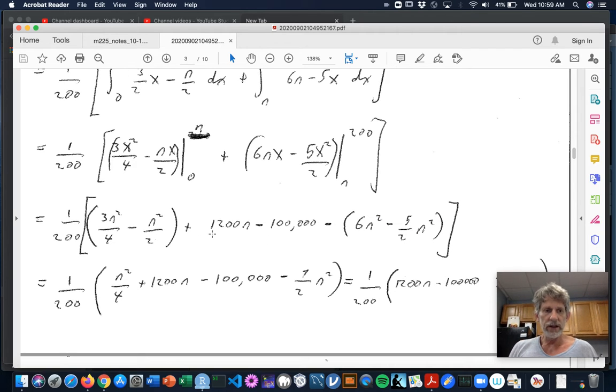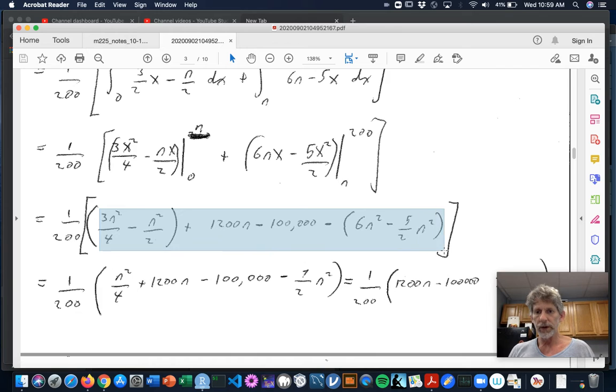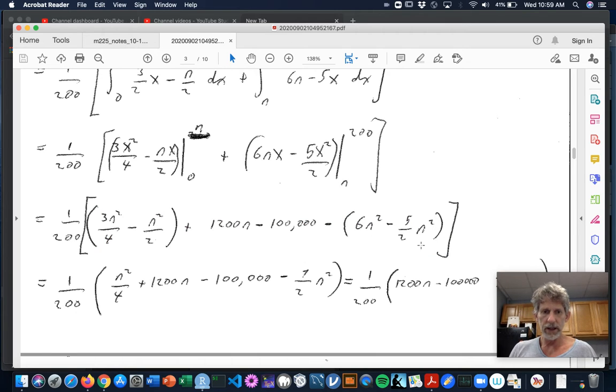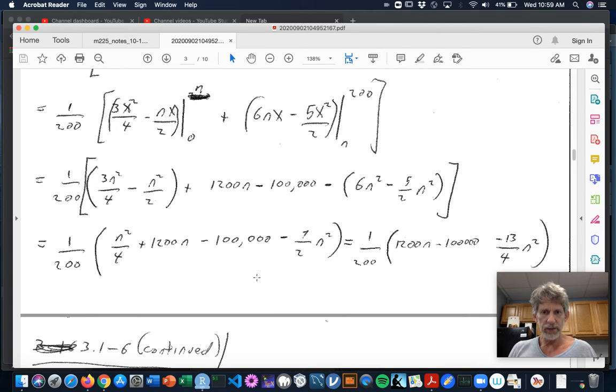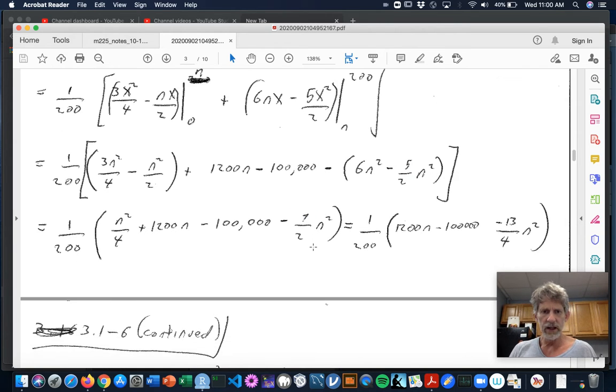Okay, good idea to simplify before you go any further. So I simplify the best I can. I just gather some like terms. Here's 3/4 of an n minus half of an n, so that is 1/4 of an n. And here's 6n squared minus 2.5n squared, so that's 3.5n squared, so I got a minus 7/2 n squared.